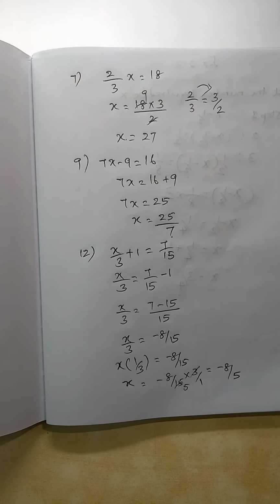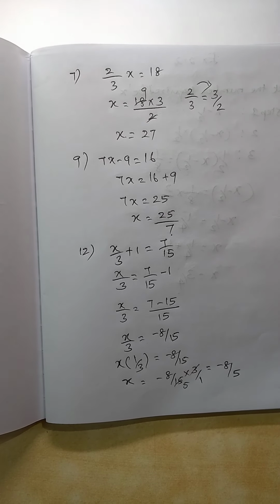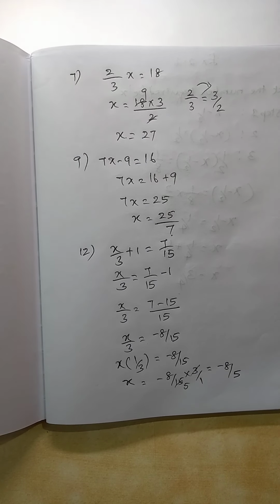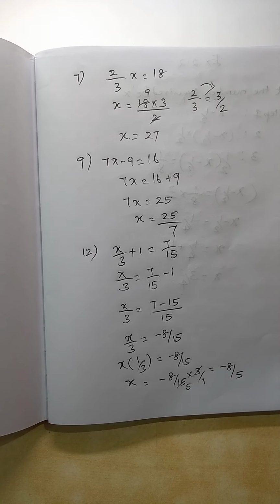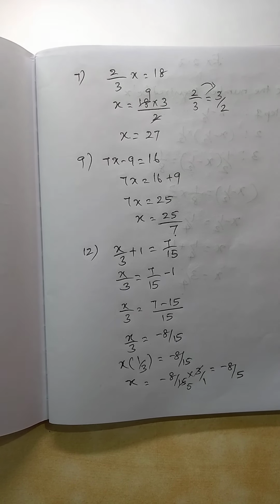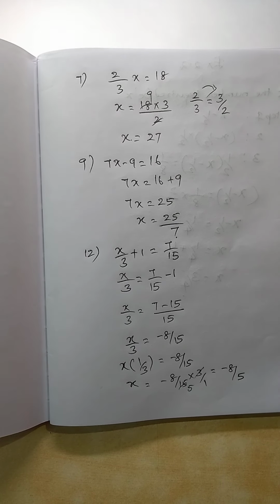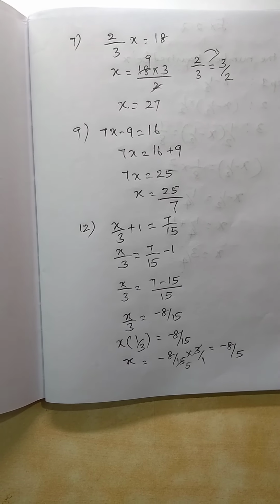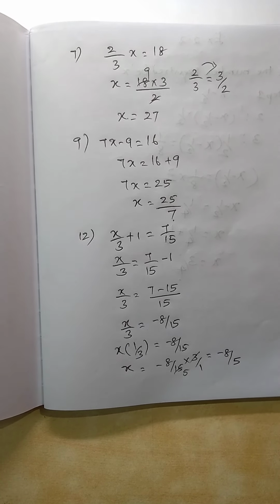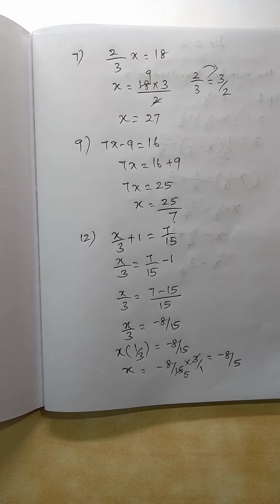Now we go to the 12th question of this exercise. It is x by 3 plus 1 is equal to 7 by 15. Keep that x by 3 over there and bring that 1 to your right, so it becomes 7 by 15 minus 1. So x by 3 becomes 7 minus 15 by 15, which goes to minus 8 by 15. You can write x by 3 as x into 1 by 3, which is equal to minus 8 by 15. So x becomes minus 8 by 15 into 3 by 1, that gives you minus 8 by 5.